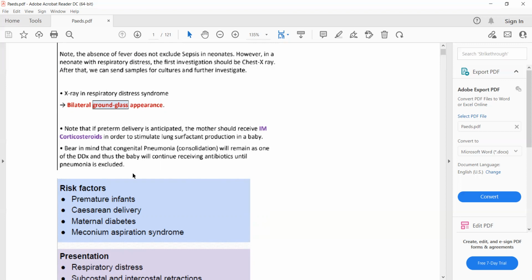So if you are not sure about the diagnosis, then antibiotics need to be started until pneumonia is excluded.